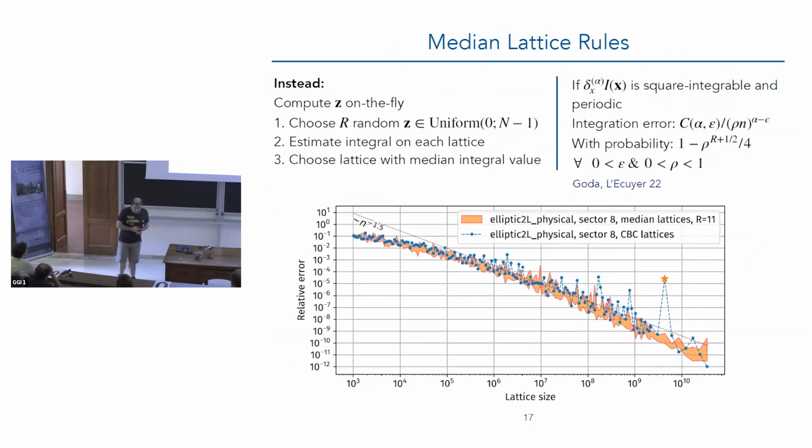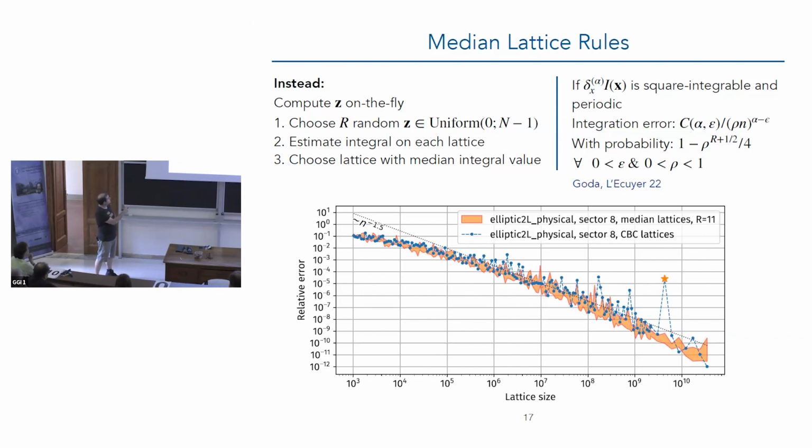However, there is another way of generating vectors, and this is what we're actually using now in version 1.6 of PySecDec. The idea is to use a so-called median lattice rule. It's a very, very simple procedure. You compute the generating vector on the fly for the integrand that you're considering. How do you do it?